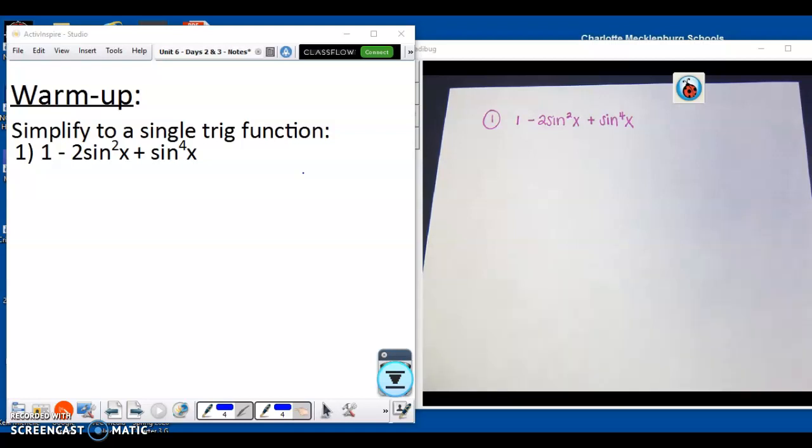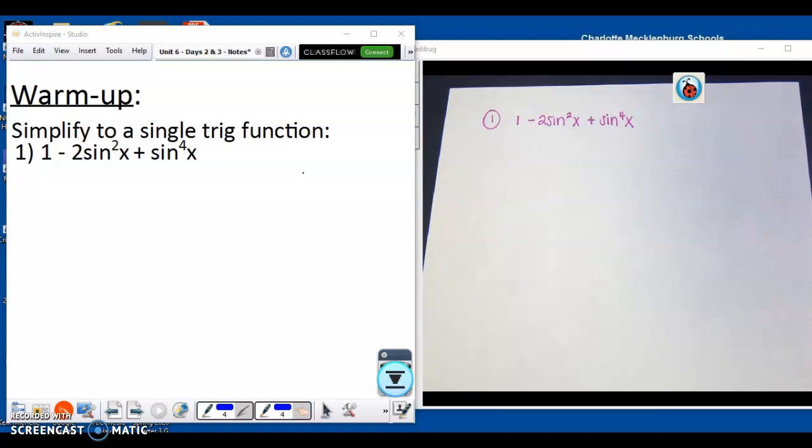So today we're back to Unit 6. Day 2 and Day 3 actually go together, so we're just going to be splitting it up. Before we start the Day 2 notes, there's a warm-up that I want to go over, which will cover what we did on Day 1. All this stuff kind of ties in.